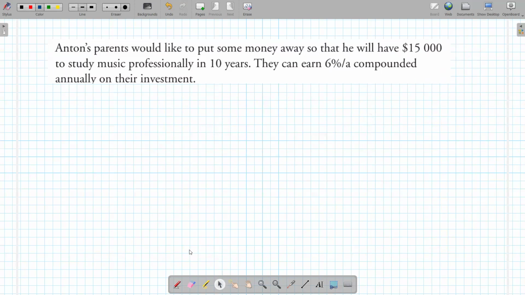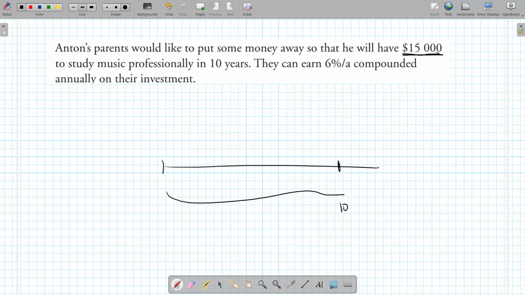The goal is to identify whether it's the word compound, so it's not simple interest. Most of them are going to be compound interest. And the goal is to identify whether the question is asking us for the present value or the future value. So Anton's parents would like to put some money away so that he will have 15,000, not today, but 10 years from now. They can earn 6% per annum compounded annually on their investments.